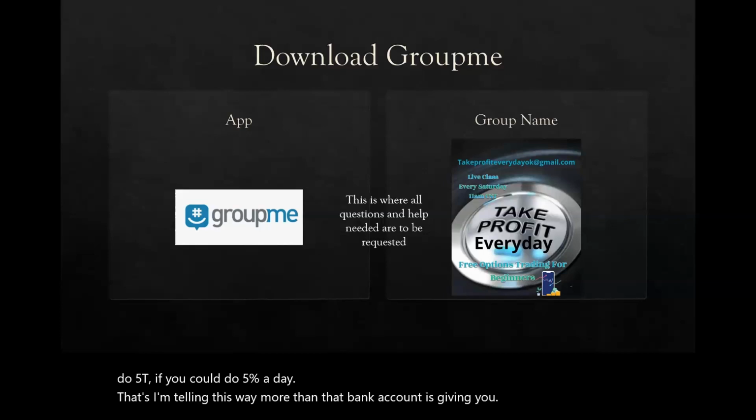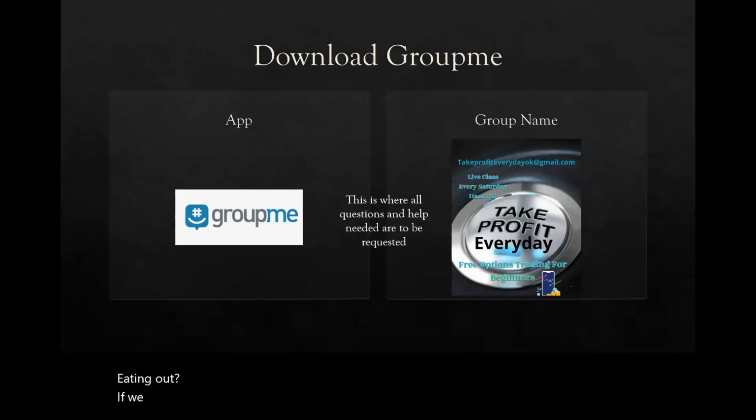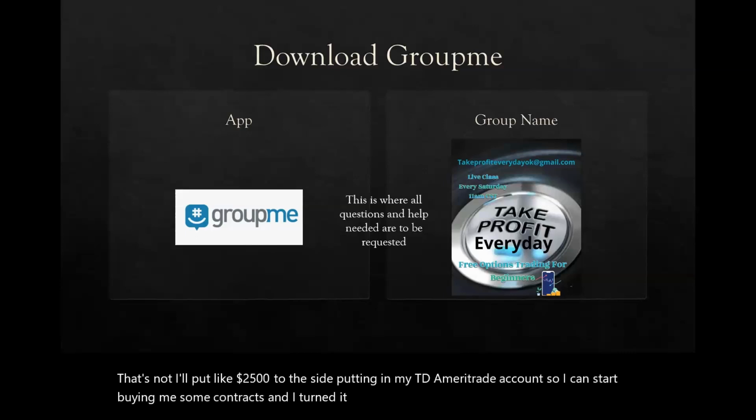A lot of us, we spend that on Starbucks. We spend that on just buying gas, eating out. If we start allocating just a little bit, I started out putting like $25 to the side, putting it in my TD Ameritrade account so I can start buying some contracts. And I turned it into over $1,000. And I'm proud of it.